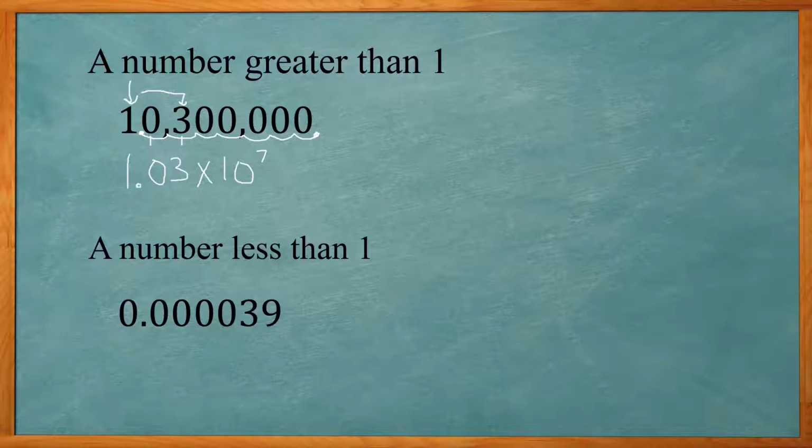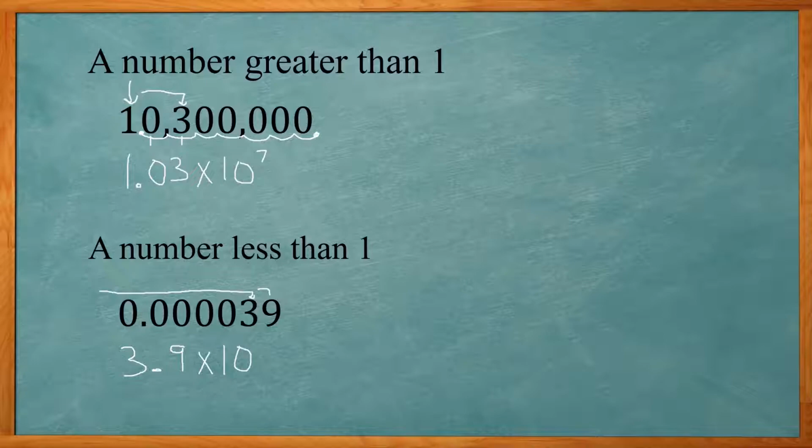Now if I got a number less than 1, I kind of do the same thing. I want to move it from the left going to the right. The first non-zero number, which is going to be the 3, and then a decimal point, and after that just one number, and that's a non-zero number, so I'm going to include that. If it was 0, you could either have 3 or 3.0, but here we have 3.9, and I'm going to do times 10.